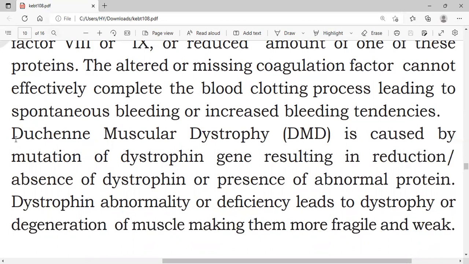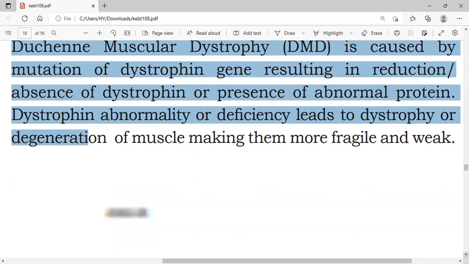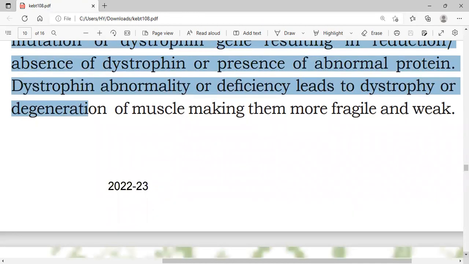Duchenne muscular dystrophy (DMD) is caused by a mutation in the dystrophin gene, resulting in a reduction or absence of dystrophin or the presence of an abnormal protein. Dystrophin abnormality or deficiency leads to dystrophy, or degeneration, of muscles, making them more fragile and weak. So the dystrophin gene is altered, leading to formation of abnormal dystrophin protein, and muscles thereby degenerate and become more fragile and weak.